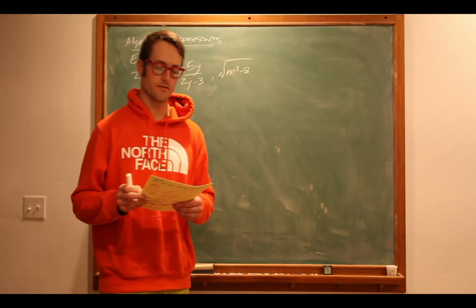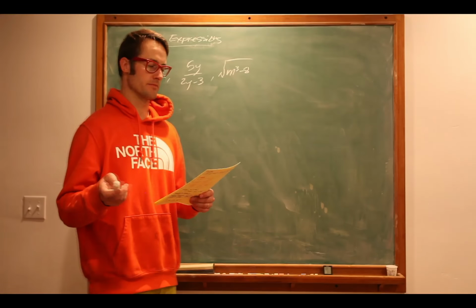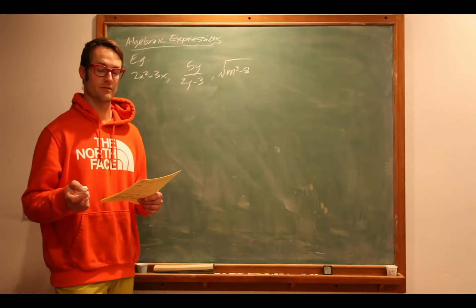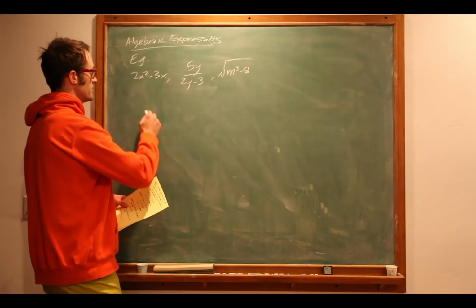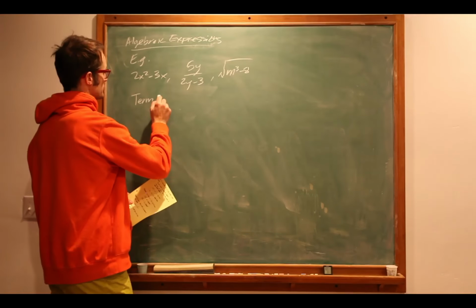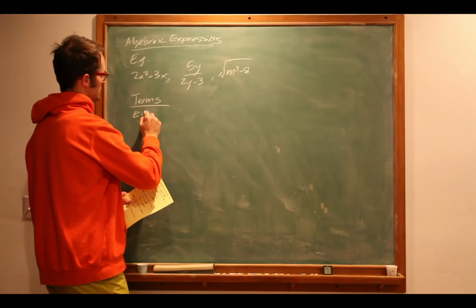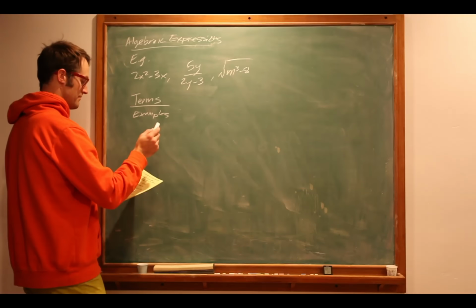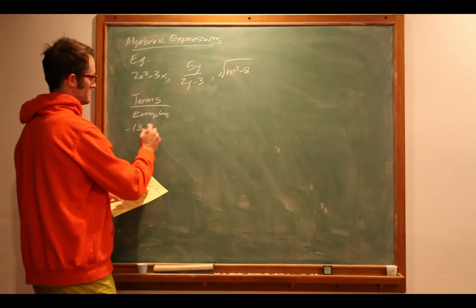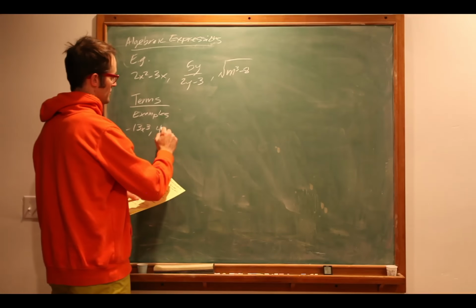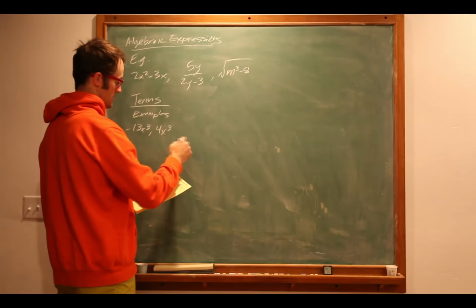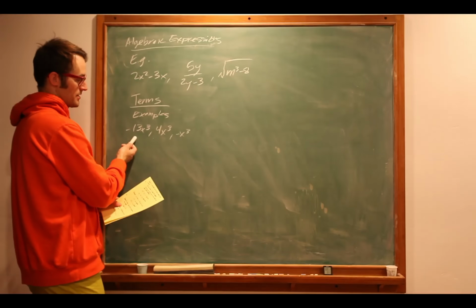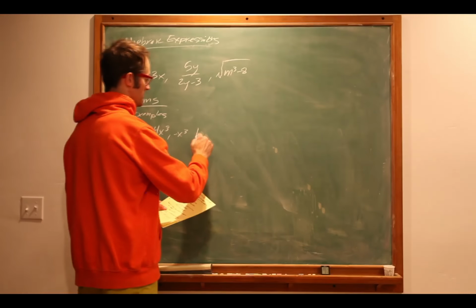So whenever you have, we'll actually define what a term is. A term is the product of a real number and one or more variables. So if you have, let's say, terms, examples. So if you have 13x to the third, 4x to the third, and negative x to the third. These are all terms because there's a real number and a variable. And these are actually all like terms.